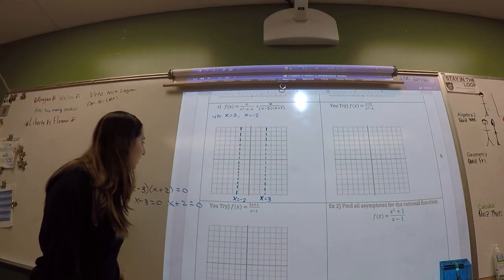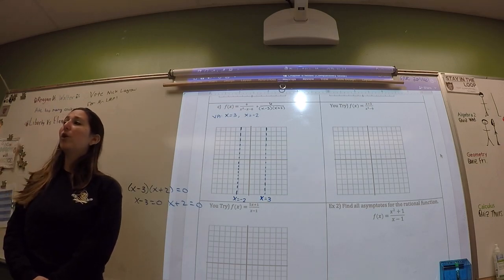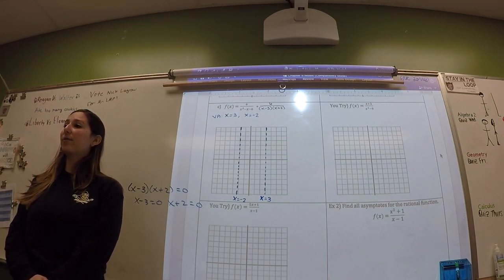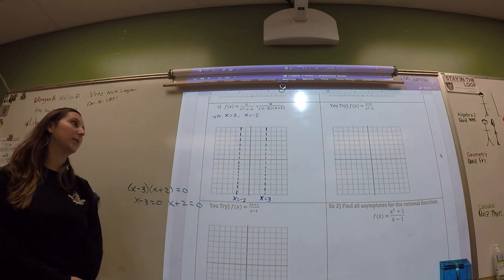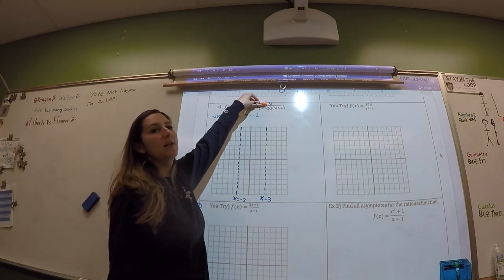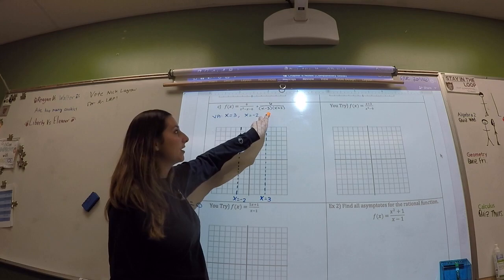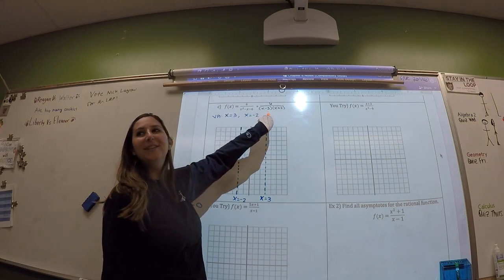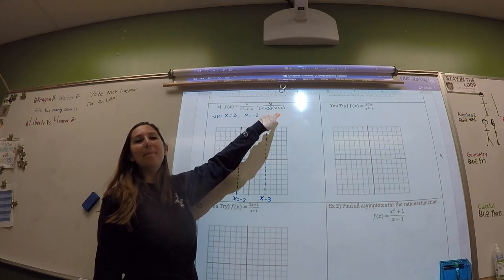Vertical asymptotes. Horizontal, my friend. So for horizontal, we check the degree of the numerator and the degree of the denominator. What is the degree of the numerator? 0. What's the degree of the denominator? 1, no, it's 2. So it's 0 altogether. The answer is 0.